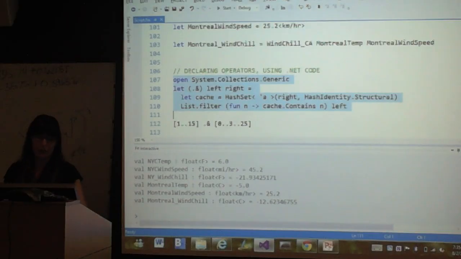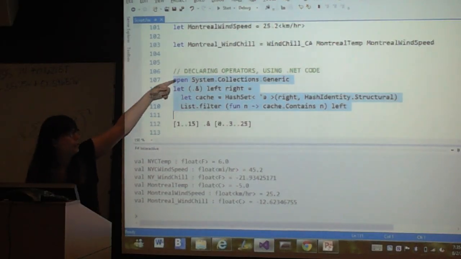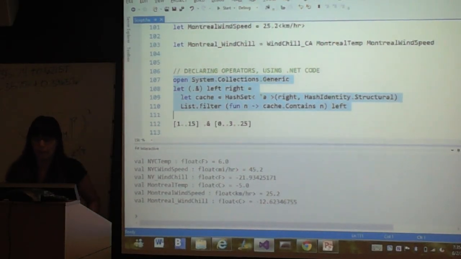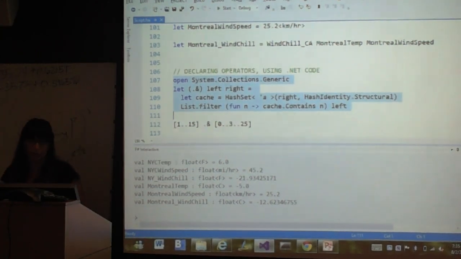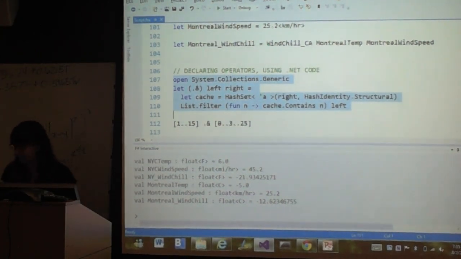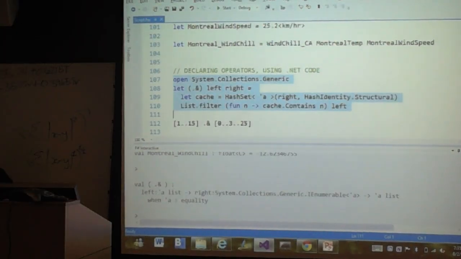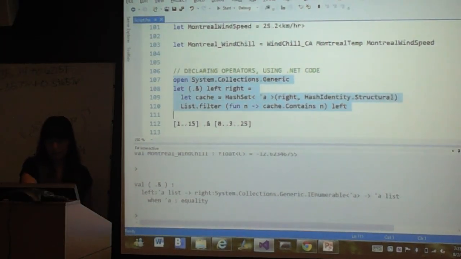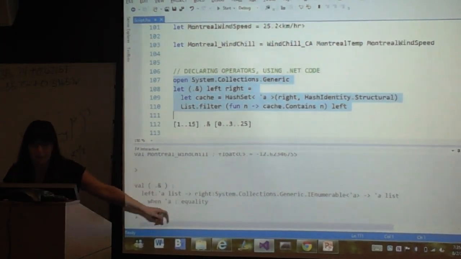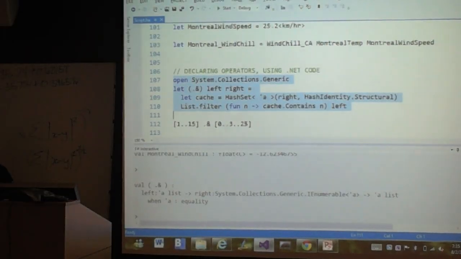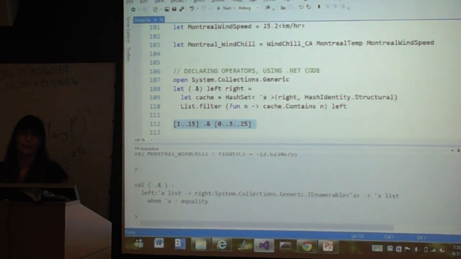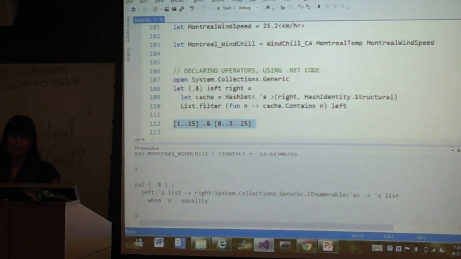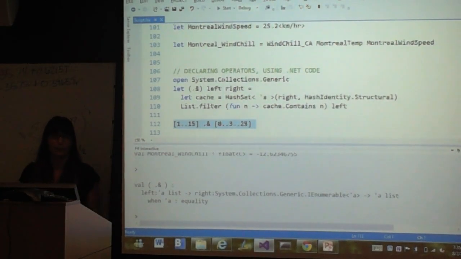So you can see that I'm using open to bring in System.Collections.Generic. I'm using the hash set. I'm using hash identity structural, and I declare it. It works, and then I can just use this operator wherever it has been previously declared. One of the things I'll do is just have like an operator for a basic library function.